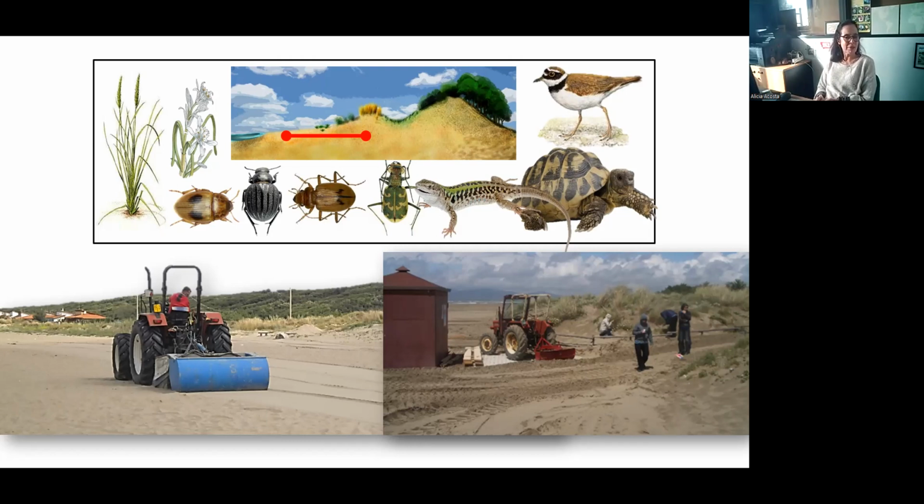I always insist on mentioning this threat because mechanical cleaning could be easily avoided, or relatively easily avoided. Other threats, such as alien species, are much more difficult or much more expensive to remove.